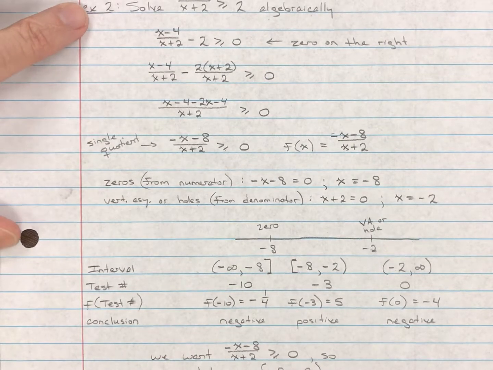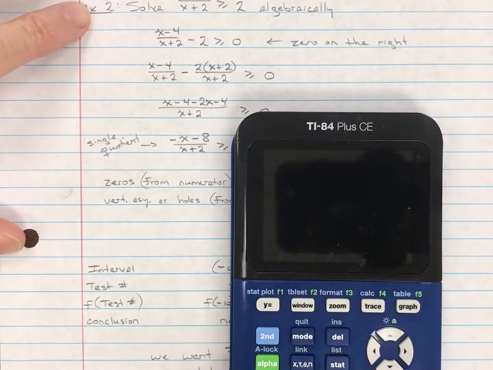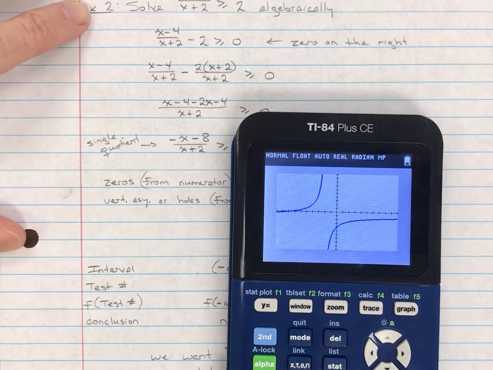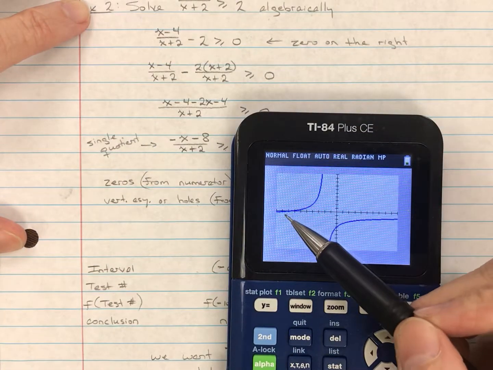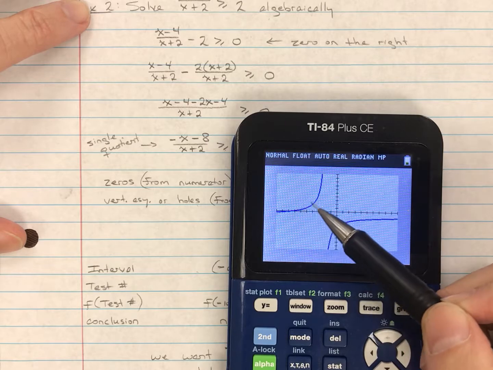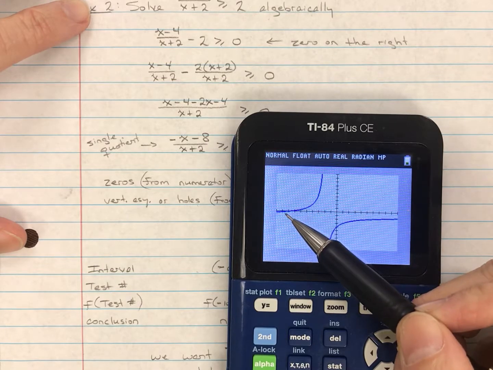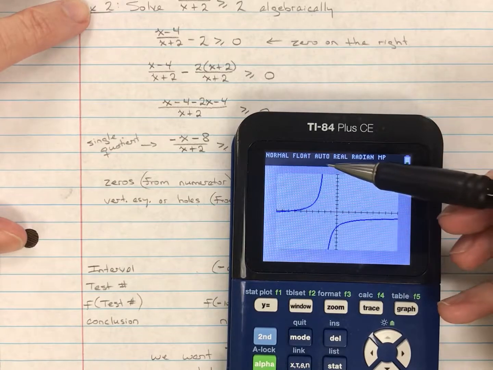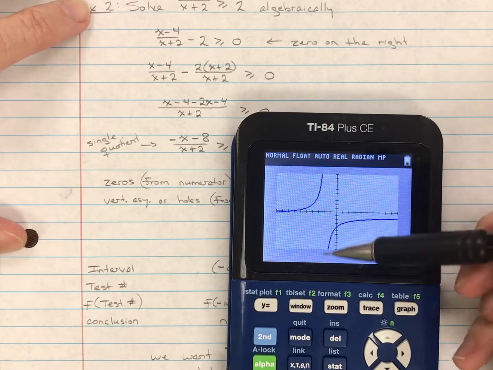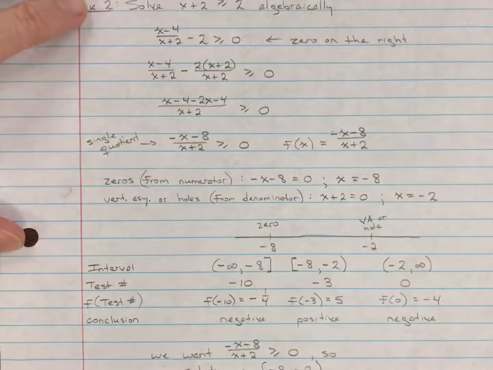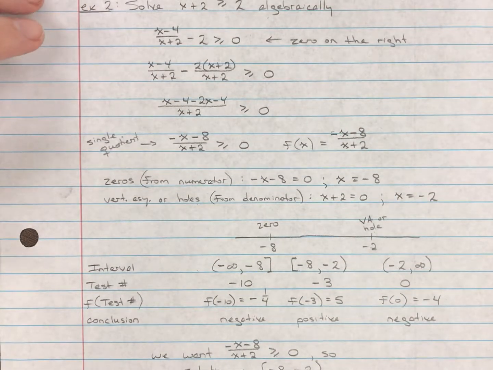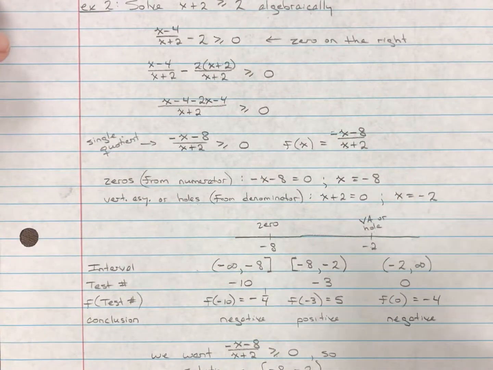Now remember, if we go back and graph this, this was the graph. And again, the positive goes from negative 8 to negative 2. The function has an equal in it, so negative 8 is included. And in this case, you can clearly see that negative 2 is a vertical asymptote. So there you have it. How to solve a rational inequality both graphically and algebraically.